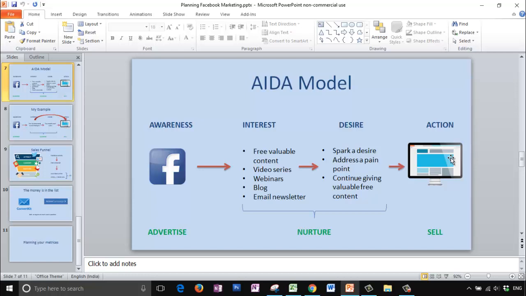In the next session, we're going to get into the specifics of Facebook advertising, but between now and then, I'd like you to figure out how are you going to use the AIDA model in your business so that you have not just the advertising chalked out, but more importantly, the nurturing of the lead well planned.